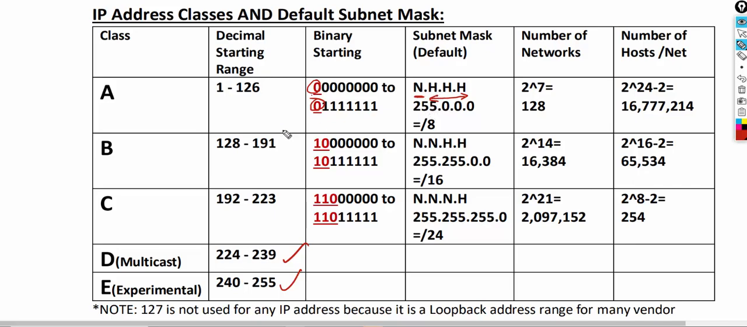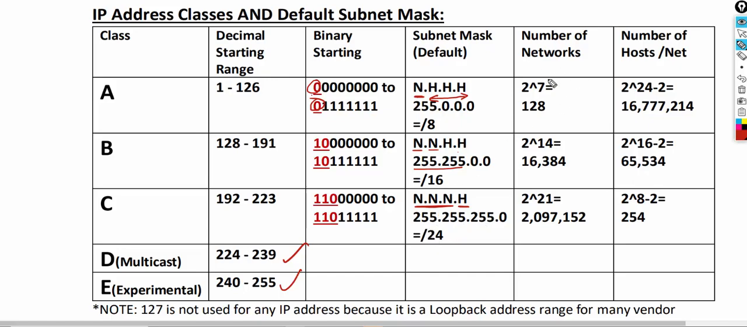For class B, it is 255.255.0.0. So that means there are two octets for network and two for host. For class C, it is 255.255.255.0. So basically there are three octets for network and one octet for host ID. When you add, there are 8 ones, so we call it /8. 8 plus 8, 16 ones, we call /16. 8 plus 8 plus 8, 24 ones, we call /24.